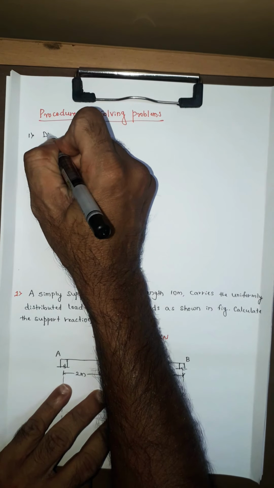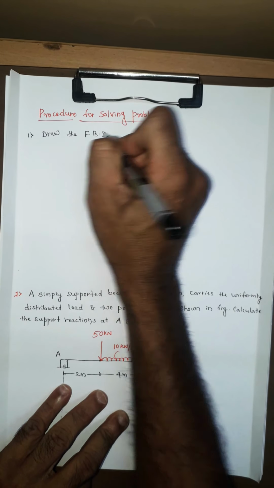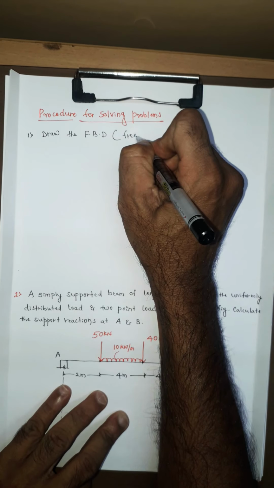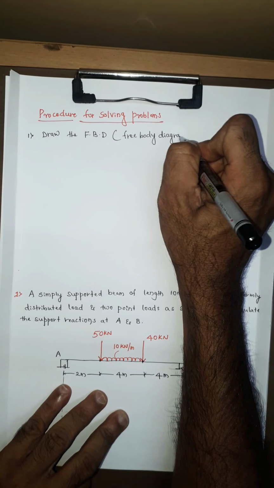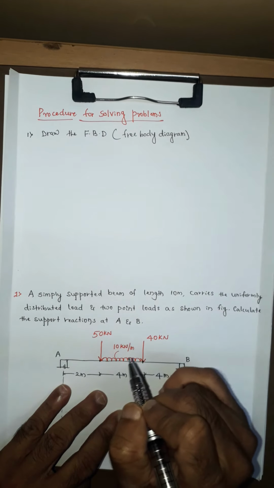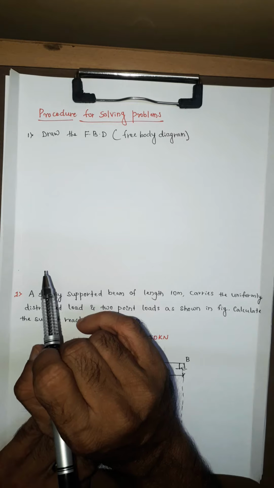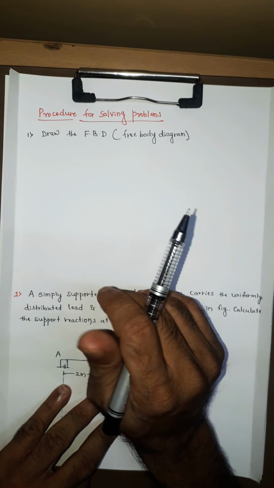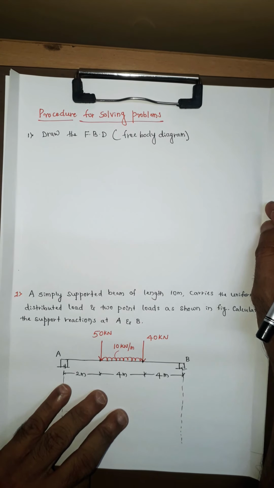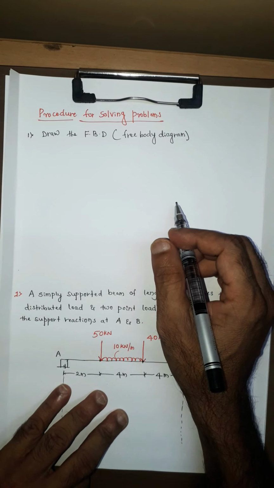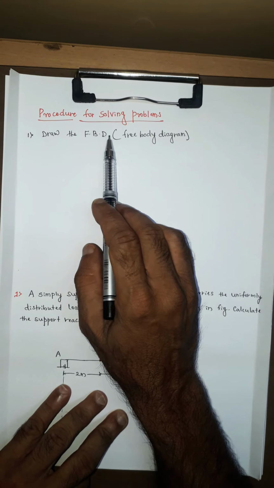you have to draw the FBD. What is this FBD? FBD is nothing but free body diagram. Okay, free body diagram you have to draw. So what do you mean by this free body diagram? Free body diagram is one in which the given beam is separated from the supports. Then on that beam you show the different types of loads. That diagram is called a free body diagram. In short, we can say it as FBD.